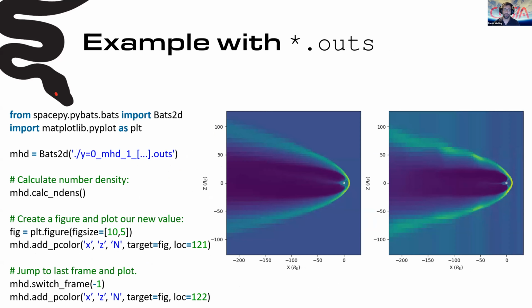So to give you an idea of what this looks like, let's suppose that you wanted to plot the first and the last entry in one of these files. You start with your imports.